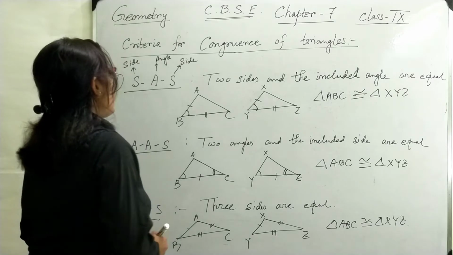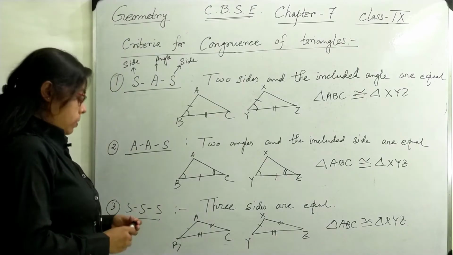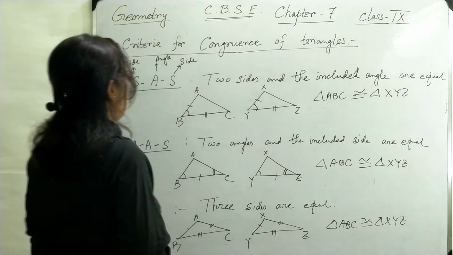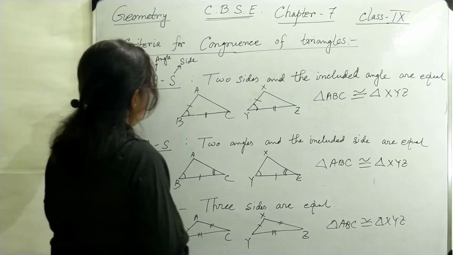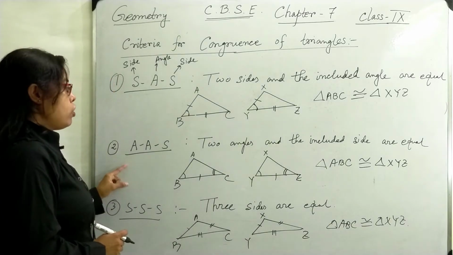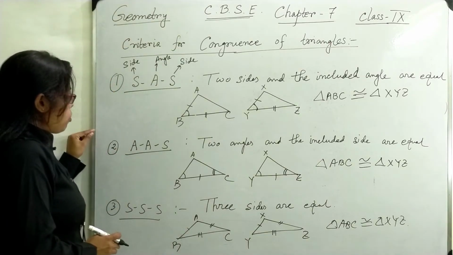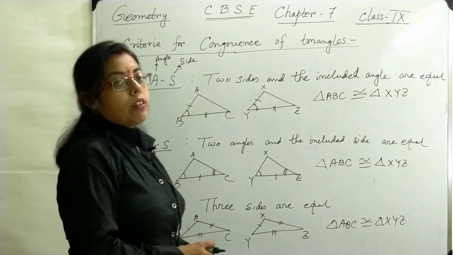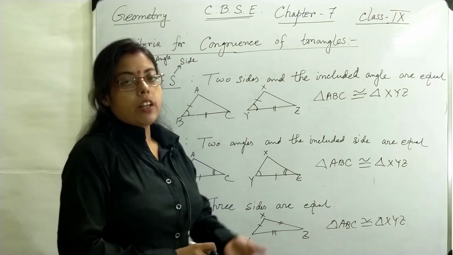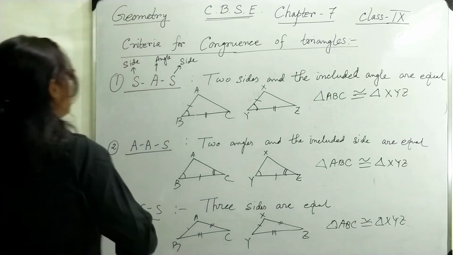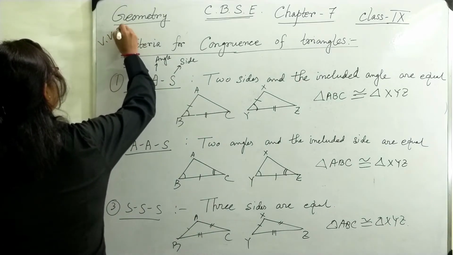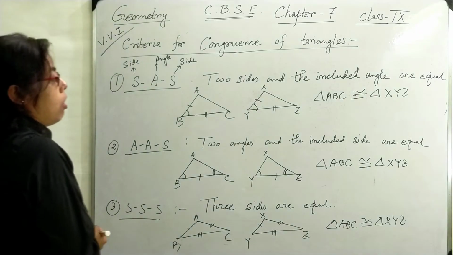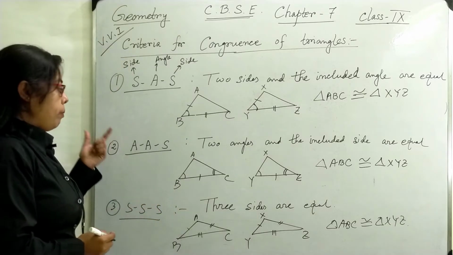Now, criteria for congruence of triangles. This is the most important topic because you have to memorize all these techniques, because you have to use all these techniques to prove the further theorems in the next chapters. Okay, so this is VVI. Please write down whatever I have written on the board. Please write down. This will be helpful.